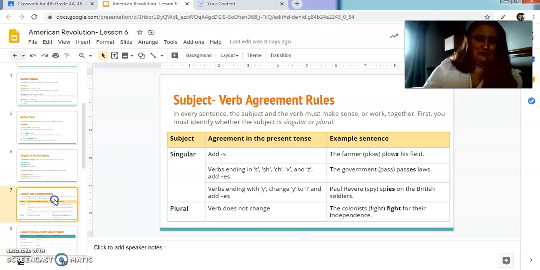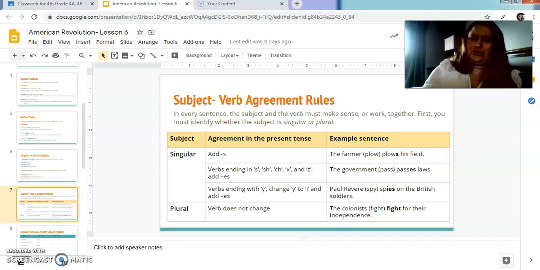Pretty simple to remember. Now, this is what we're really going to be focusing on today, and you're going to be practicing, is subject-verb agreement rules. So, in every sentence, the subject, the who or what the sentence is about, and the verb, the action, usually, must make sense or work together. First, you have to figure out whether the subject is singular or plural. So, whenever you're trying to write the sentence, you have to figure out first, am I talking about one person, place, or thing, or am I talking about two or more people, places, or things?